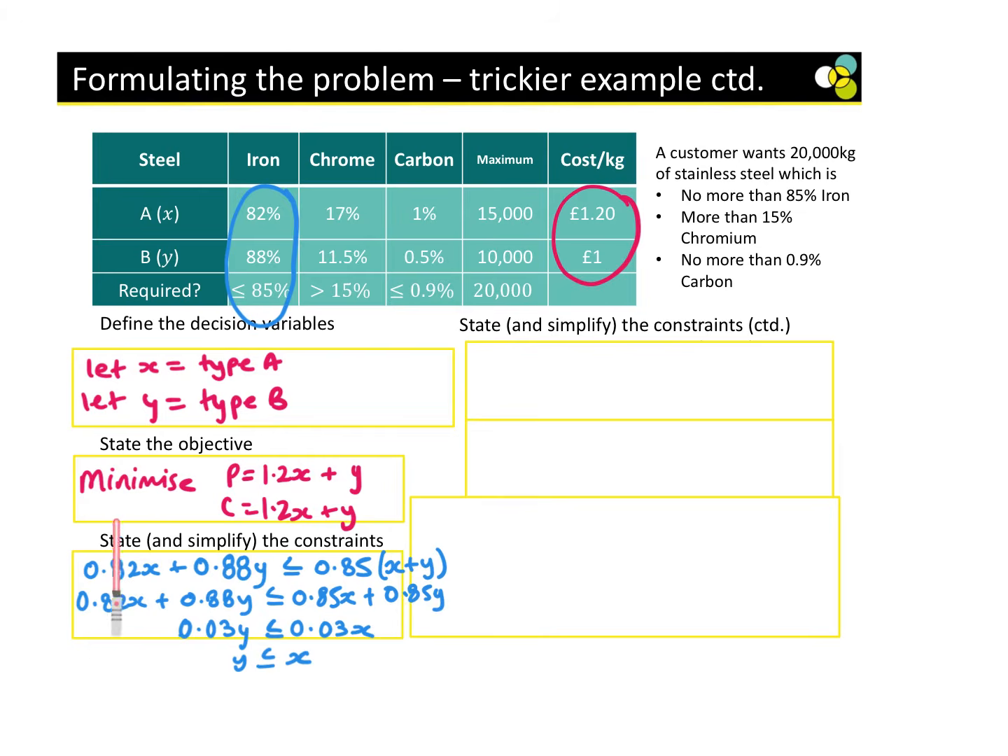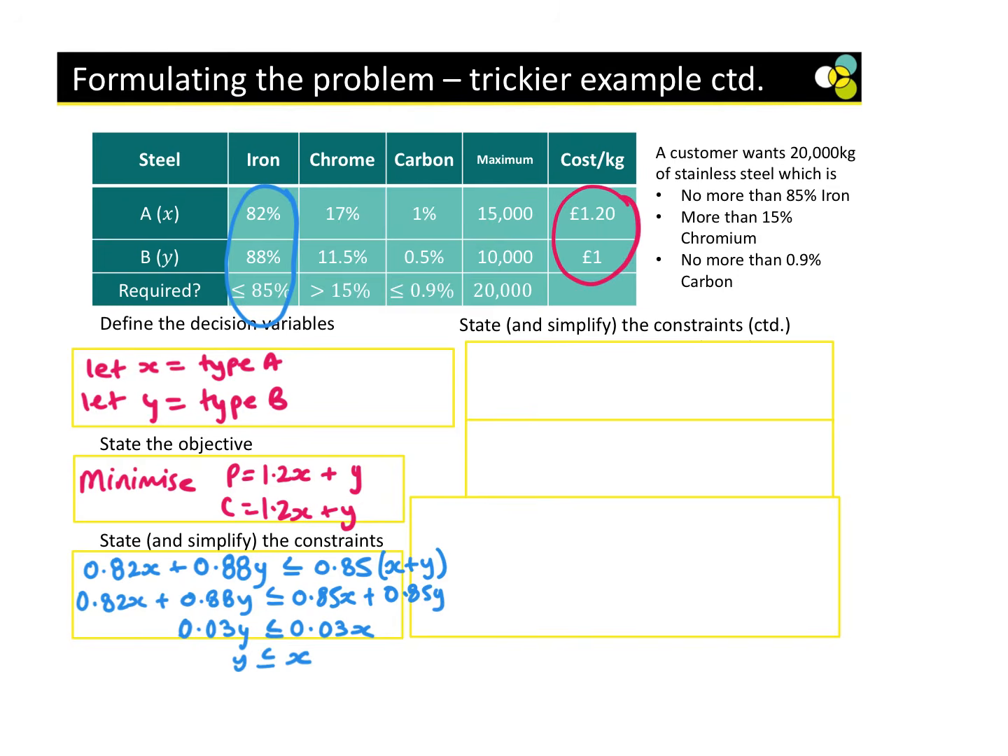Just to be clear, this is one constraint and I've just simplified it. Why have I simplified it? Because I have an x variable and a y variable on both sides of the inequality sign. And if I'm going to be drawing a straight line, what would I do? I would simplify it and put it in the form y equals mx plus c. Okay? This is one constraint. We've just done the iron.